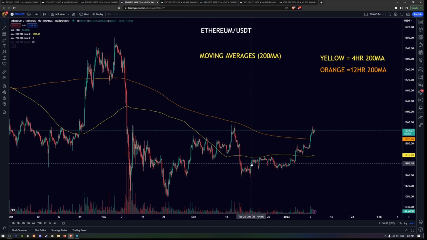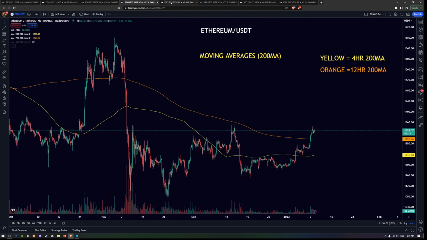So same idea. Once you came down to this level, the 4 hour 200 MA became resistance, and then this time we broke above it, and it came down to retest it as support, right? So previous resistance was the 200 MA on 4 hour, and then the 4 hour 200 MA became support. And now we're breaking above even higher time frame moving averages.